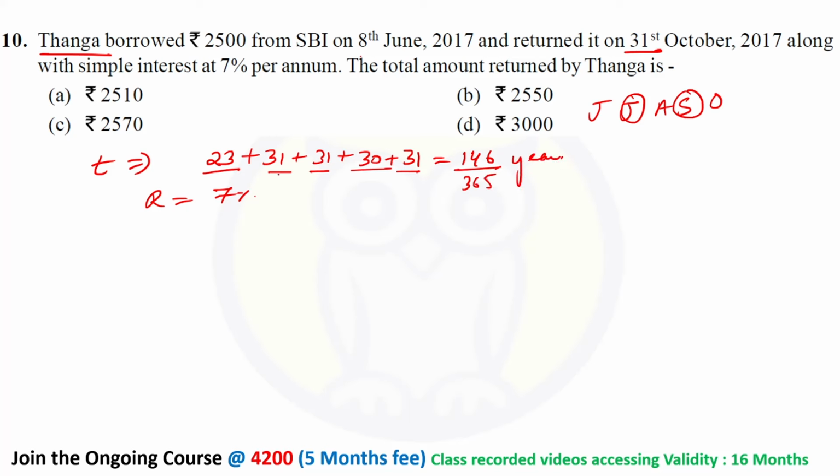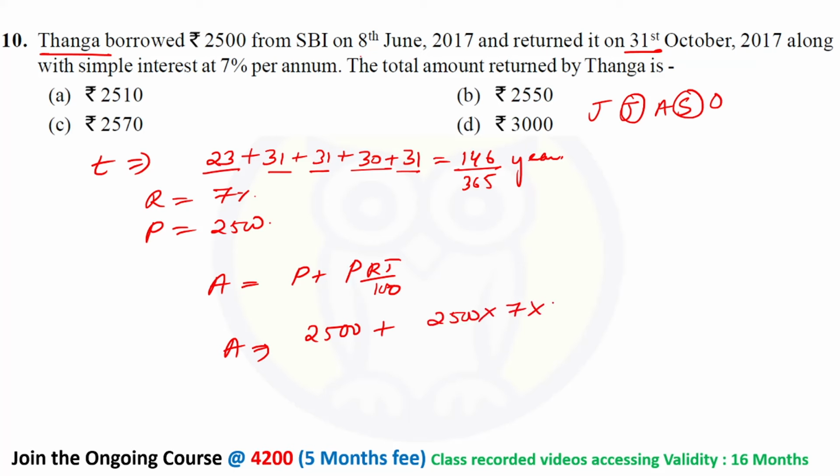Rate is 7%, and the principal is given as 2500. Amount is principal plus simple interest, and simple interest formula is PRT by 100. So amount is 2500 plus 2500 into rate 7 into time 146 by 365, divided by 100. Now we cancel: the zeros cancel, then 5 cancels, and 73 times.